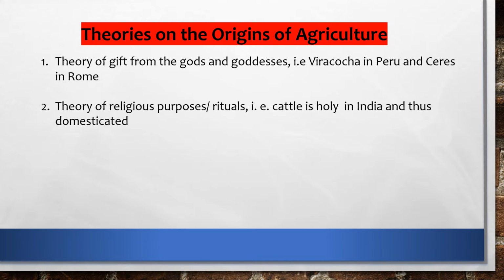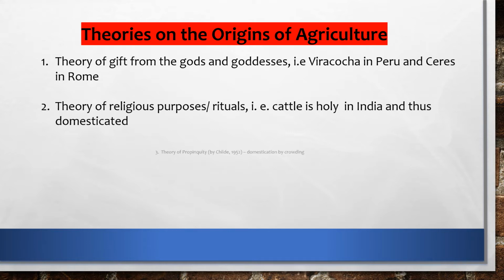Another theory on the origin of agriculture is the theory of religious purposes, sacrifices, or rituals. For example, in India, the cow is very holy to them, and they had to domesticate it because it is holy, one of their gods. That started agriculture, because agriculture is composed of plant and animal production. These are the big parts of how agriculture began.